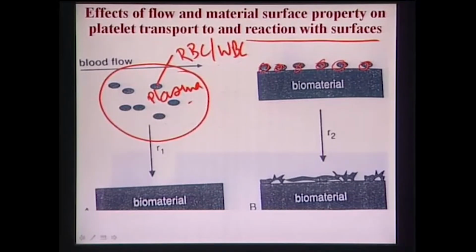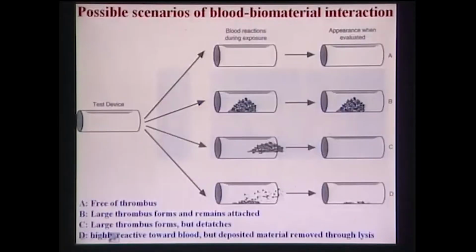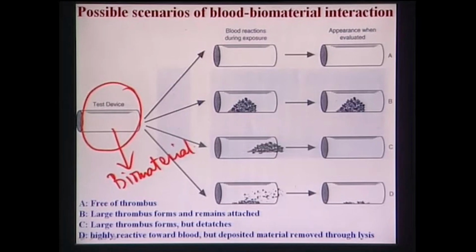They can spread on the surface like the way normal cells, like fibroblast cells and osteoblast cells, spread on the surface. Now here is what I thought I will first show you, so that you understand what a thrombus is and what the different possible reactions are. Now these are test devices. Test device means this is your biomaterial. Now this biomaterial is a cylindrical type of object, as you can see.